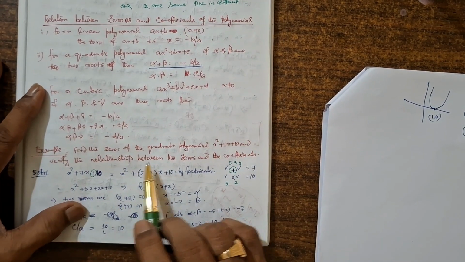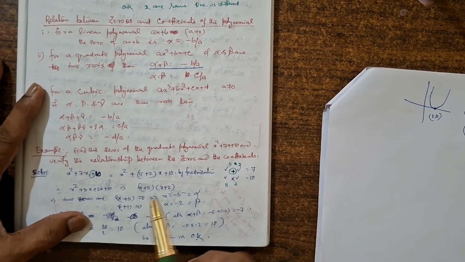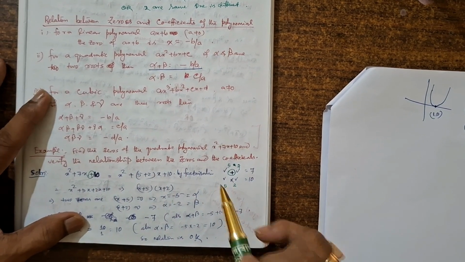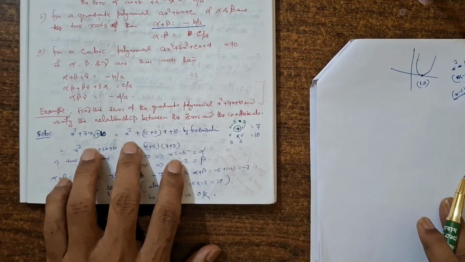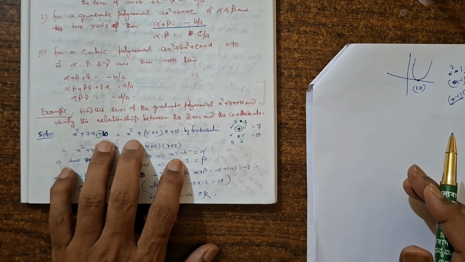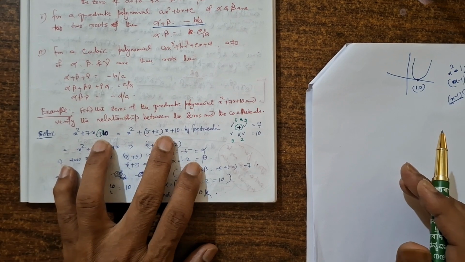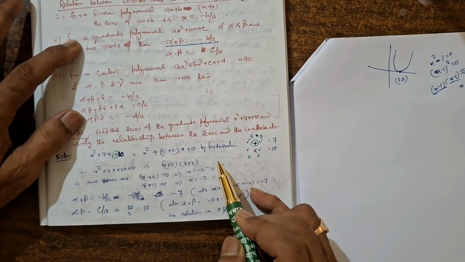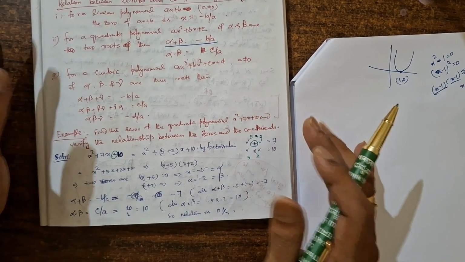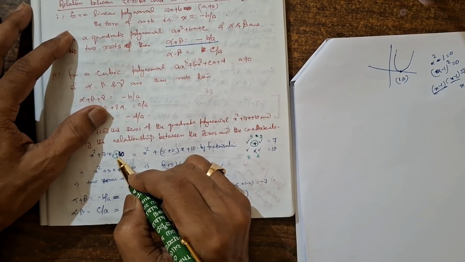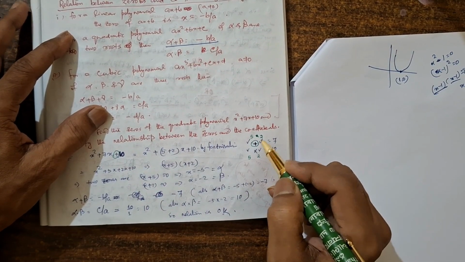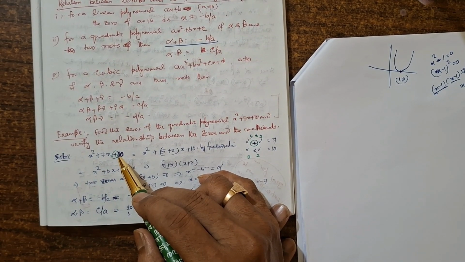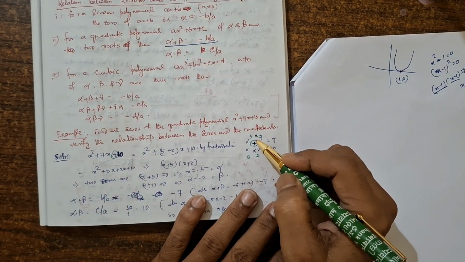Achha, example: find the zeros of the quadratic polynomial x square plus 7x plus 10, and verify the relationship between the zeros and the coefficients, whether it is correct or not. We have read earlier in the previous class how to do it by factorization. How will you factorize this? You will factorize in such a way that the sum, because this is plus, so we will add two numbers and get 7, and multiply two numbers and get 10. So that will be 5 and 2.